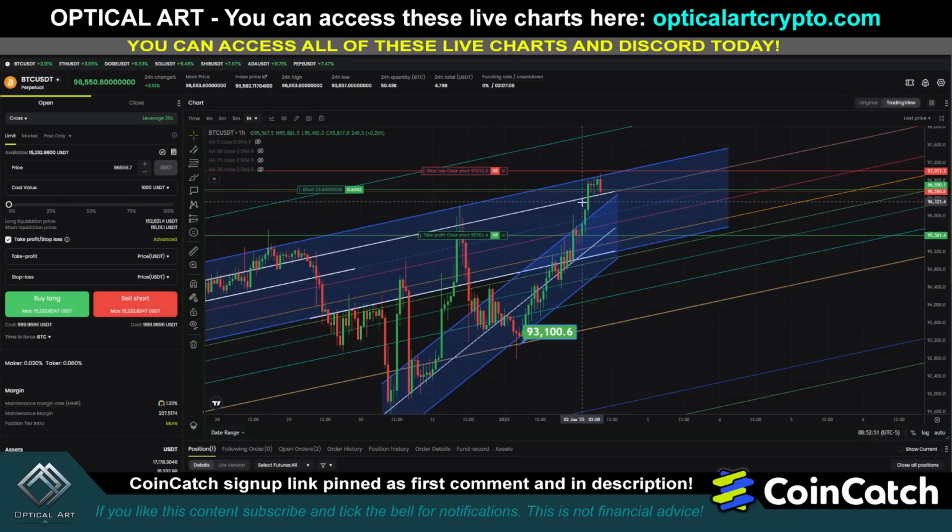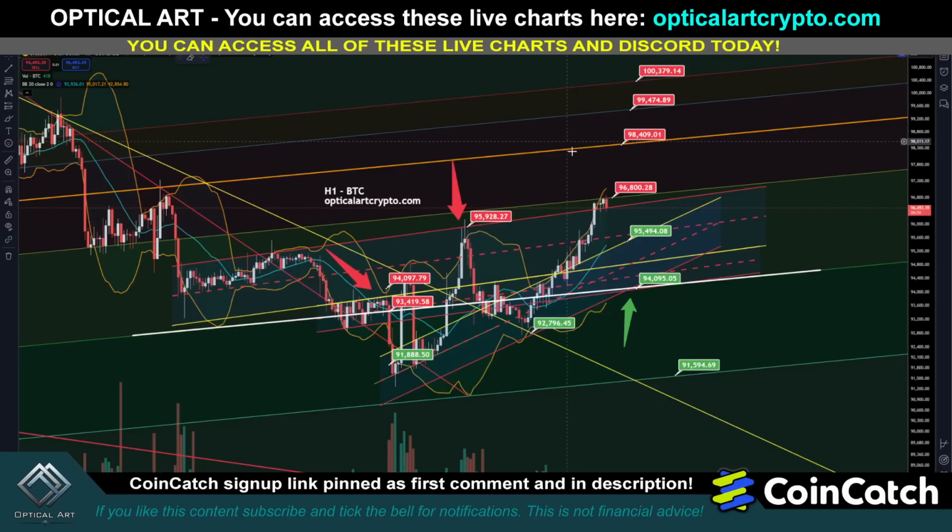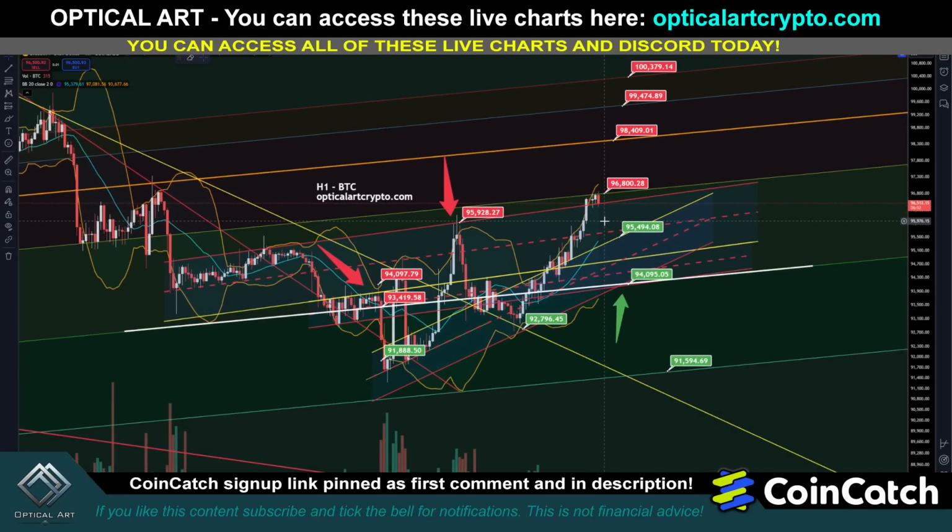You can see I'm already up right now on this short. Price is dropping. I would be short from this point, like I said, 96,800, maybe 96,900. If we get above that and hold as support, then we're more than likely headed to take out 98,400. But that's it, guys. Trade safe, trade smart. I'm out.